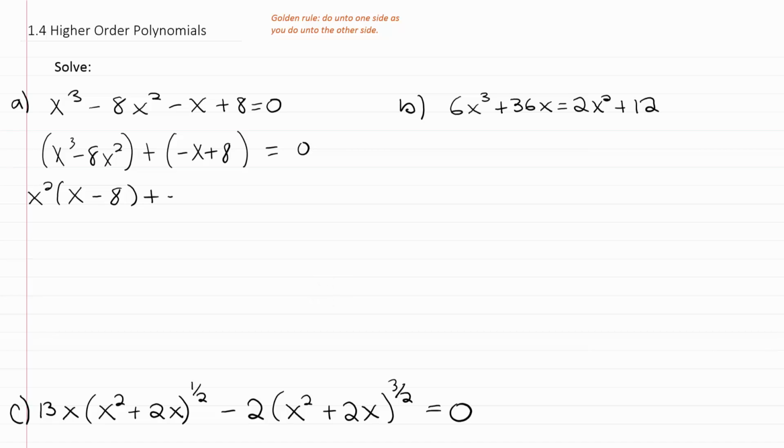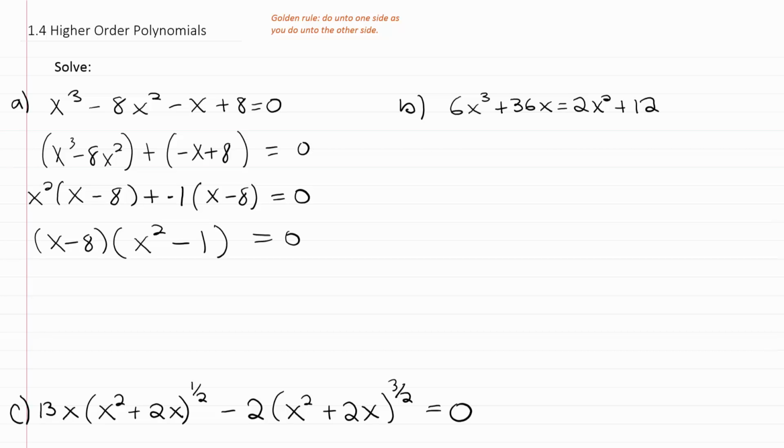So if I pull out a negative 1, I'll put a negative 1 out in front, and then I'll basically multiply or divide all the terms inside by that negative 1. So negative 1 divided into negative x will give you positive x, and then negative 1 into positive 8 will give you negative 8, and that'll all be equal to 0 afterwards. So we have a common factor in the 2 terms, right? So we can pull out an x minus 8 out in front, and that'll leave you with x squared minus 1 is equal to 0.